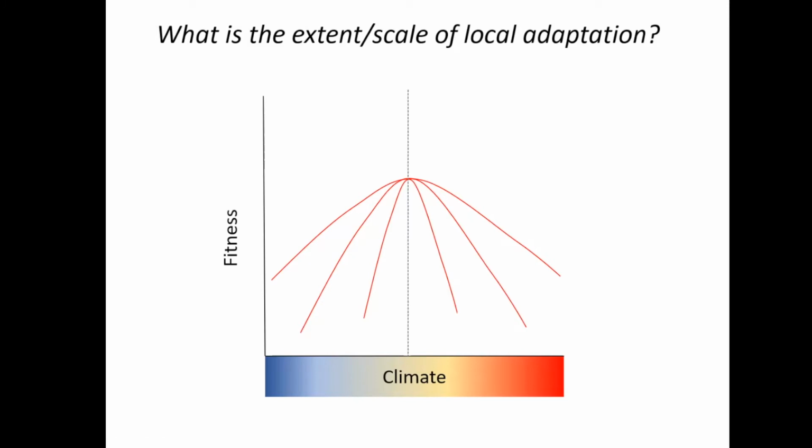But again, we don't know the scale, and we could have more broad levels of selection. I don't know if you can see my mouse, more broad levels of selection in which we could actually move further away from that site to collect seed from a greater distance and still maintain high levels of fitness in that site.